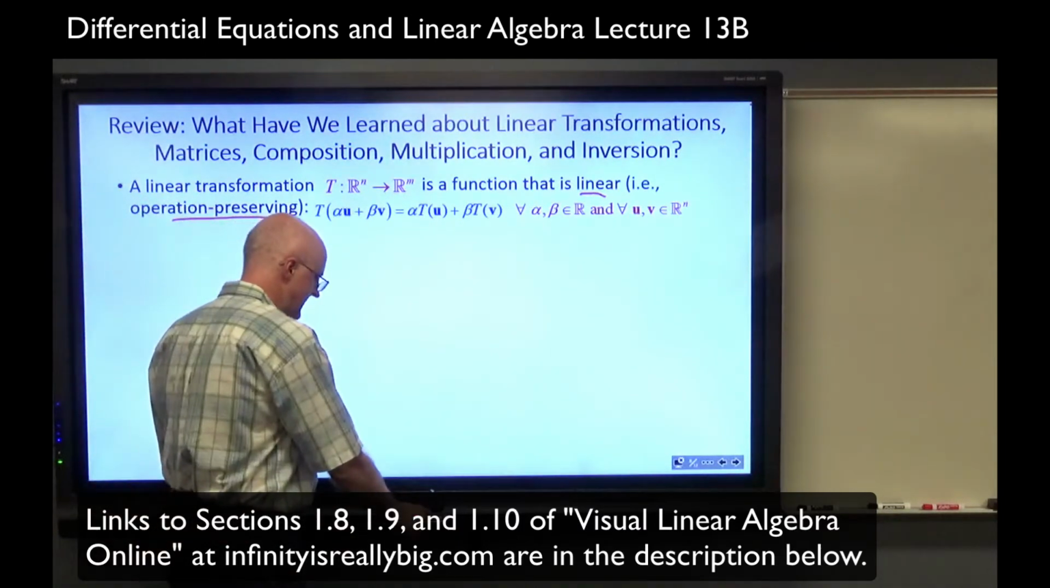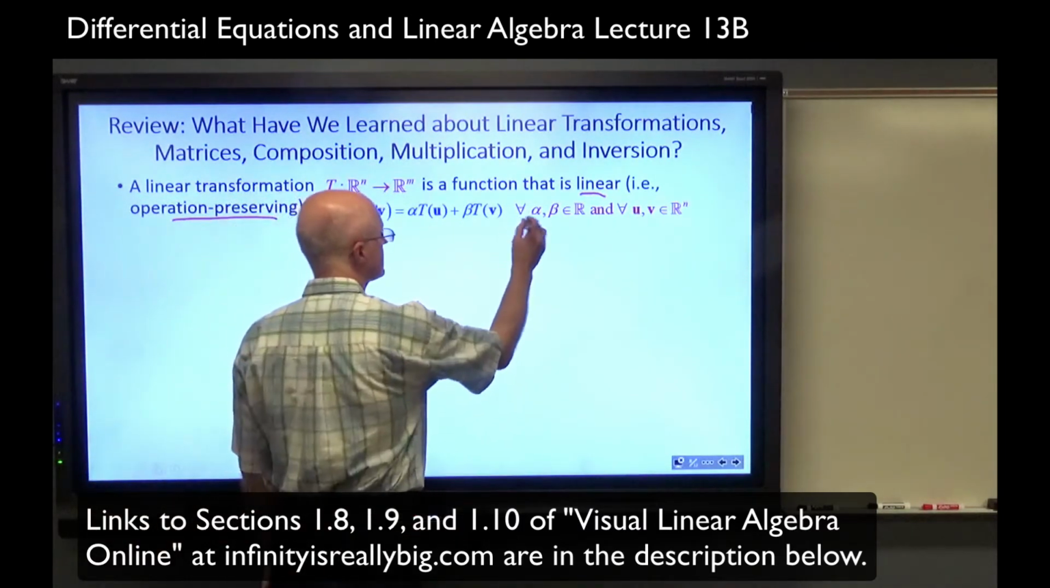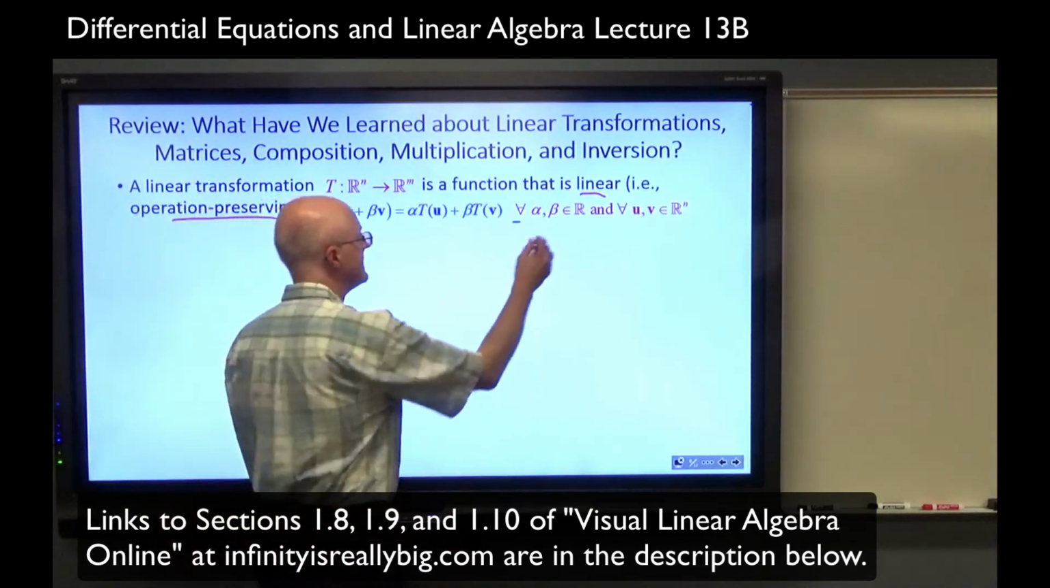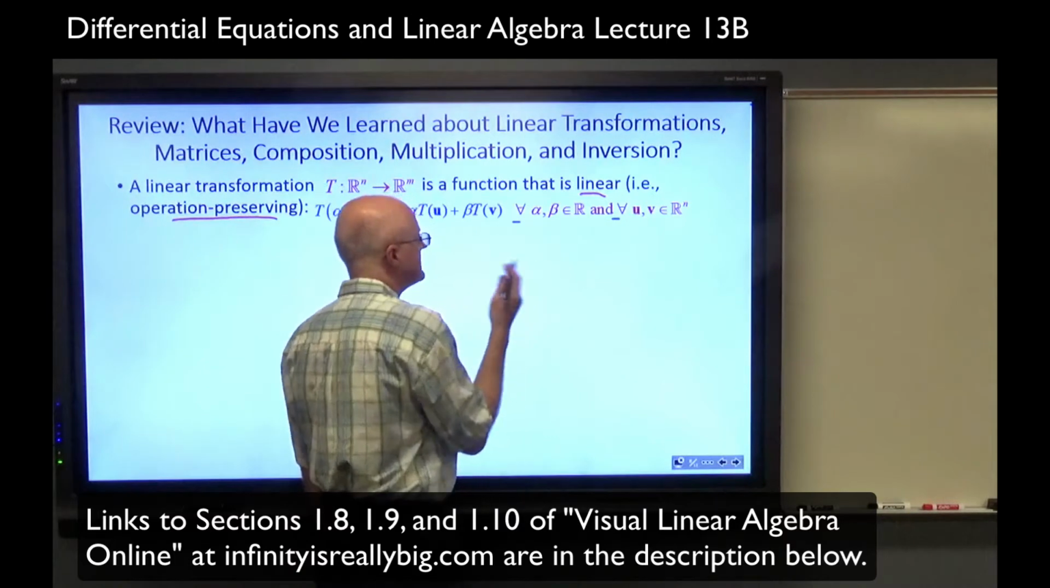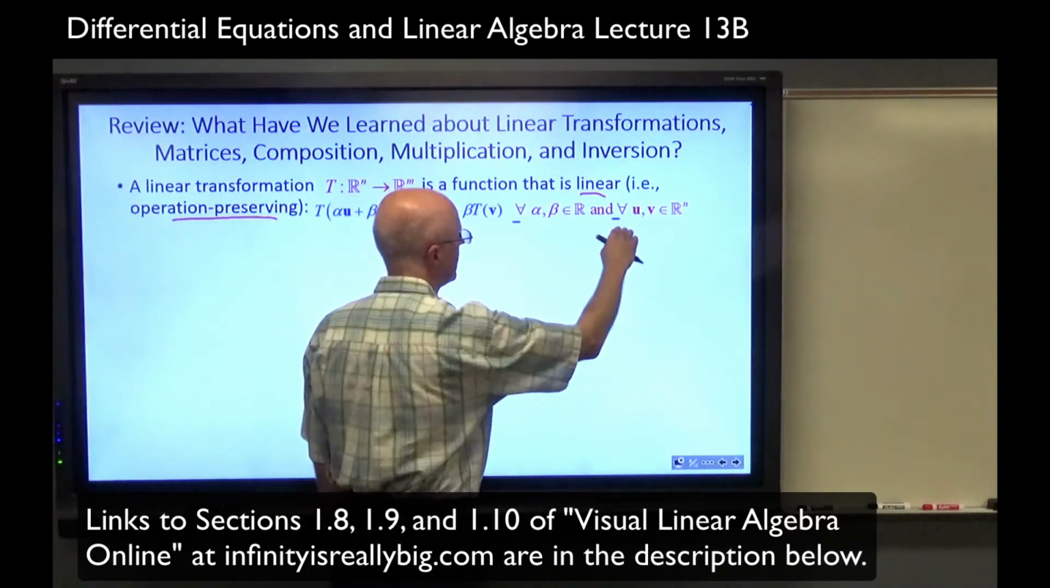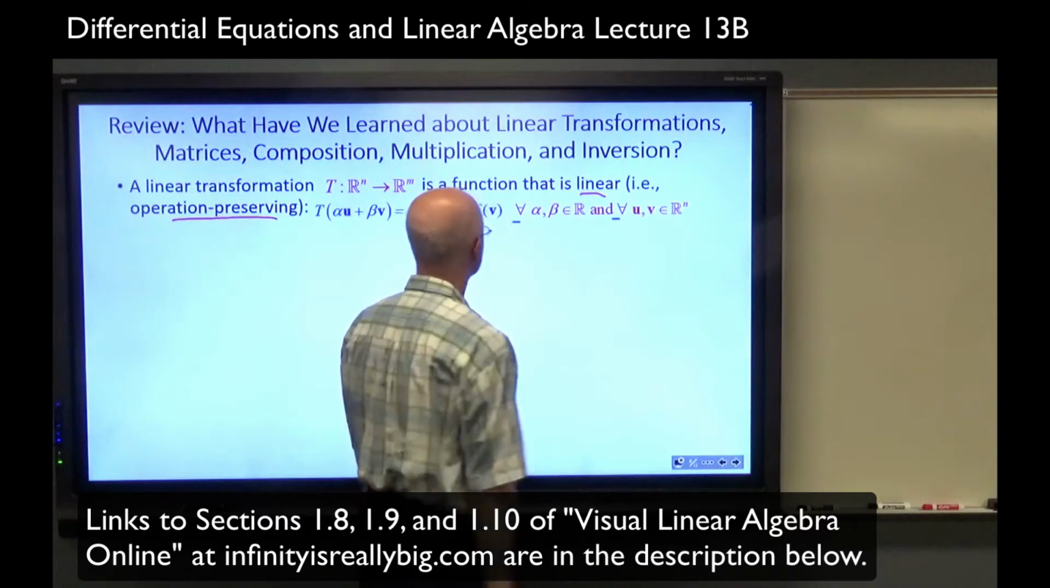As I introduced in Lecture 13a, this upside down A means for all. It's called the universal quantifier. You see it here and here. Nice, convenient shorthand for all scalars alpha and beta in the real number system and for all vectors u and v in n-dimensional space.